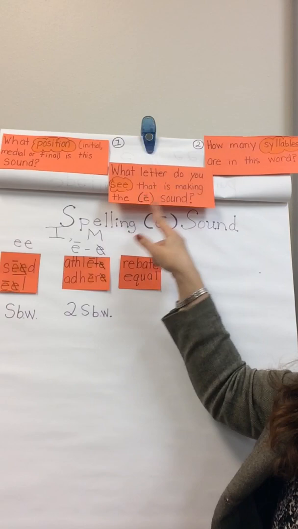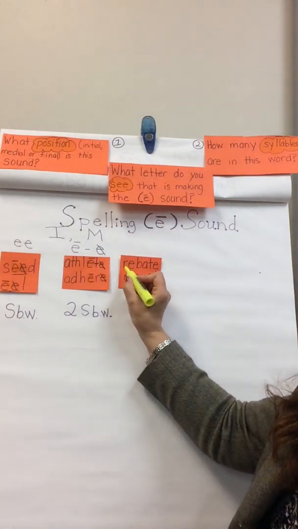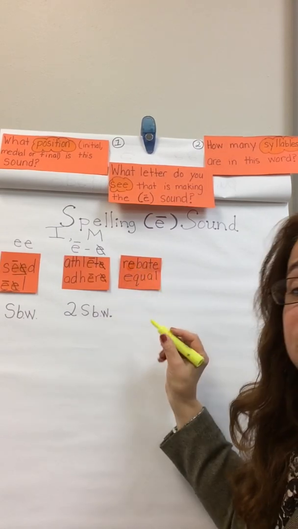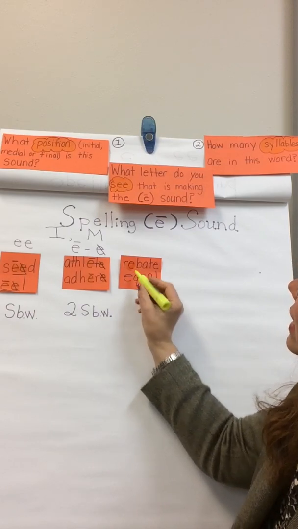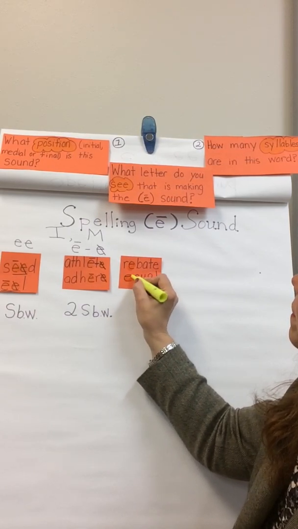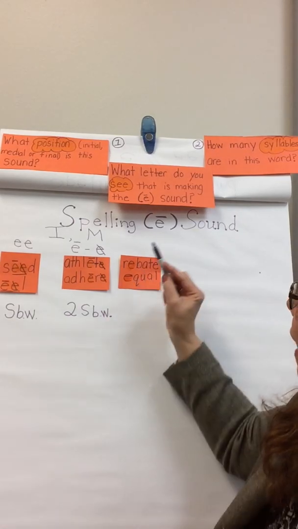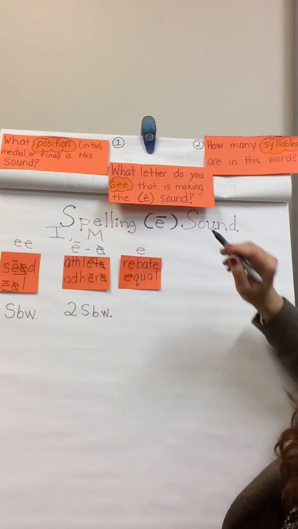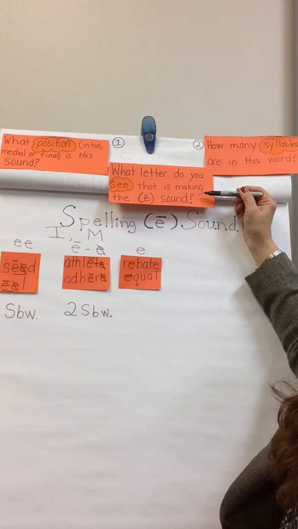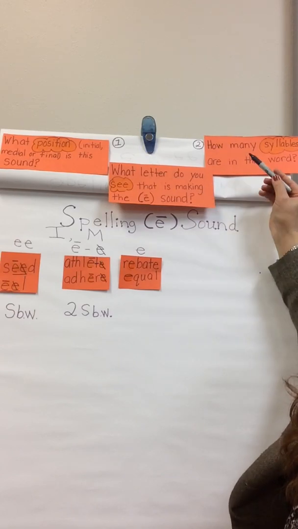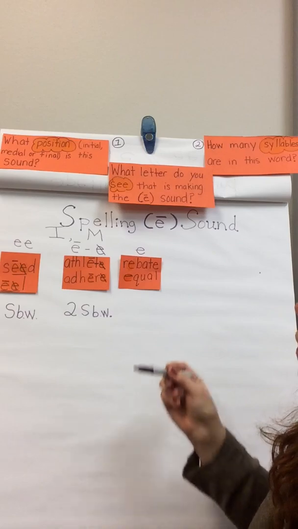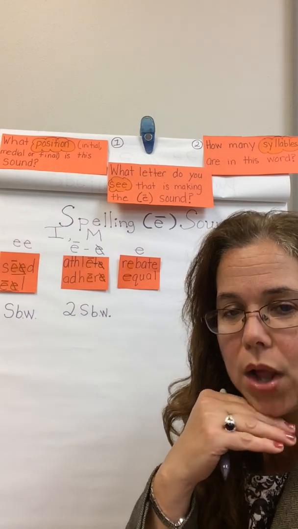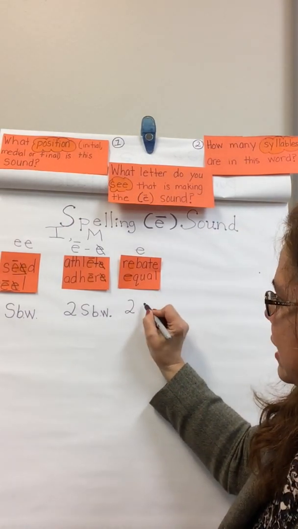What letter do you see that is making the E sound? Well, let's look at it. Rebate. It's right here. It's this letter, the E. Let's look at the next one. Equal. It's this letter here. It's the E. So let me write E here on top. I've already answered what letter I see making that sound, the E sound, and it's the E. How many syllables are in this word is my next guiding question. Well, rebate, open mouth 2 times. Equal, open mouth 2 times. So this is a 2-syllable base word.